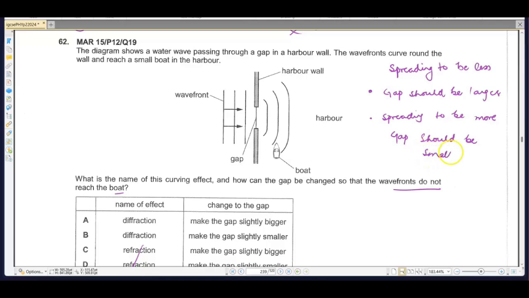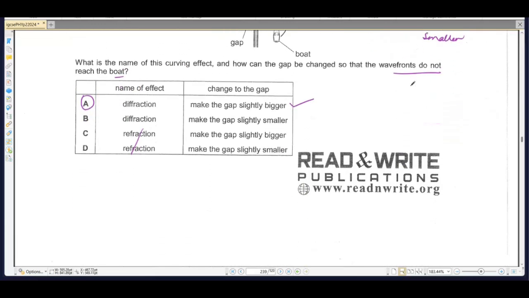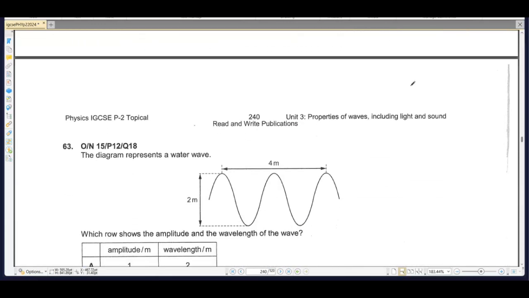Okay. So now what they want is that they want the wavefronts not to reach the boat. So they want the spreading to be less. If the spreading has to be less, the gap should be larger. So if we look at these options, one option has make the gap slightly smaller and make the gap slightly bigger. So this is going to be our correct option. Spreading less, gap more. Spreading more, gap less.